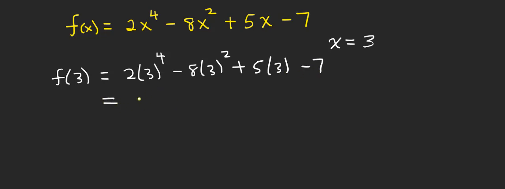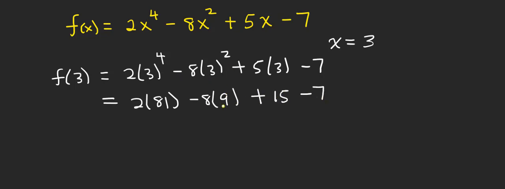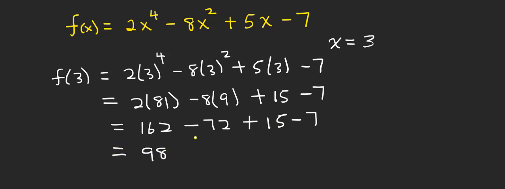So we end up getting, this is going to be 2 times 81, because 3 times 3 times 3 times 3, minus 8 times 9, plus 15, minus 7. I'm just using the order of operations. We end up getting 162 minus 72 plus 15 minus 7, and you end up getting 98. So when x equals 3, the y value will be 98.